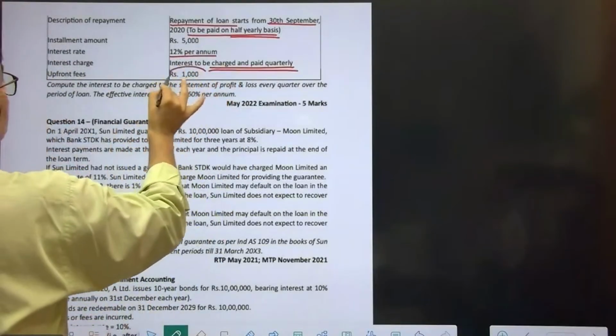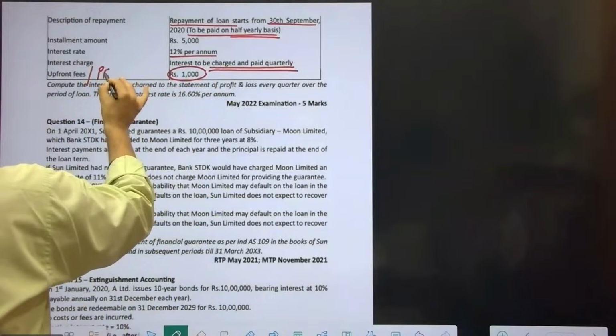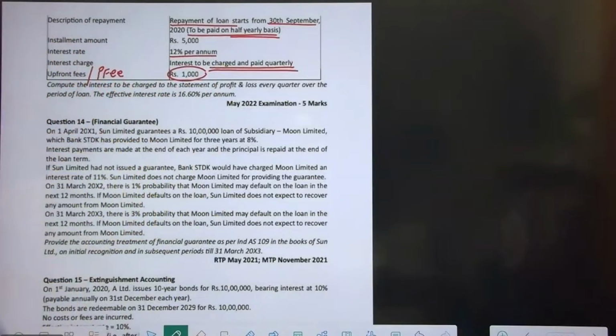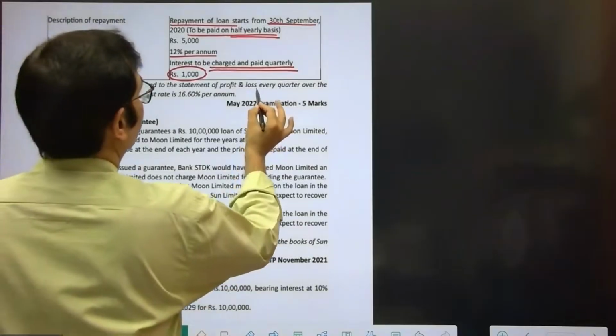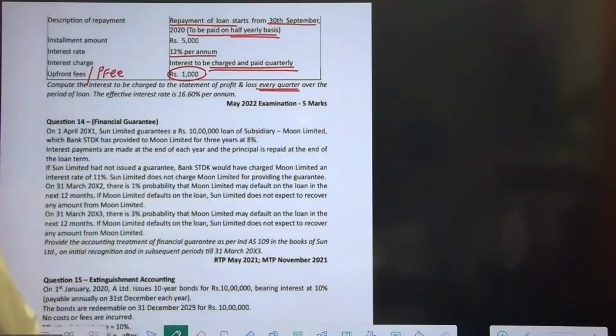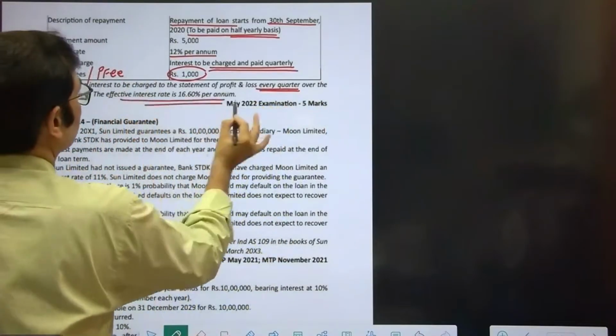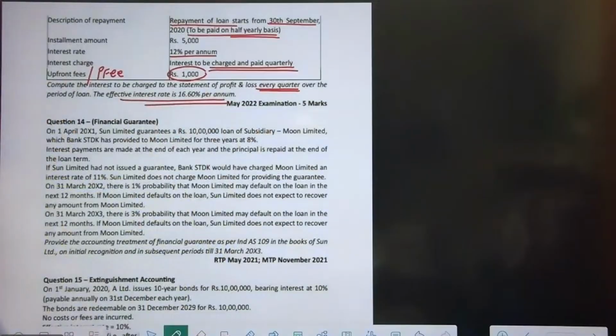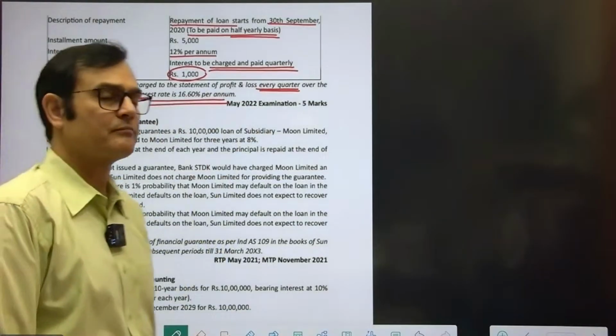And then it says the interest is 12% per annum. There is an upfront fee. The upfront fee is nothing but the processing fee which the question is talking about. So compute the interest to be taken to the P&L every quarter over the period of loan, and the effective interest rate is 16.6%, 5-marker in the exam.